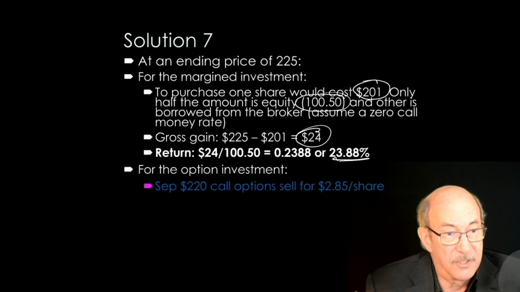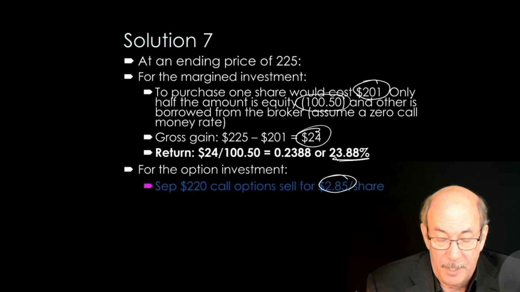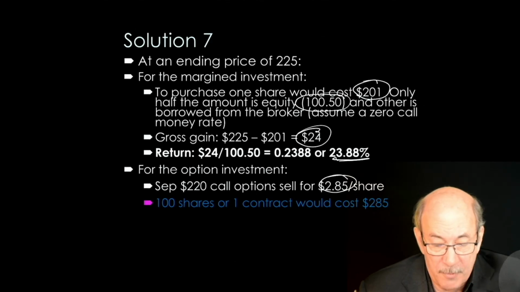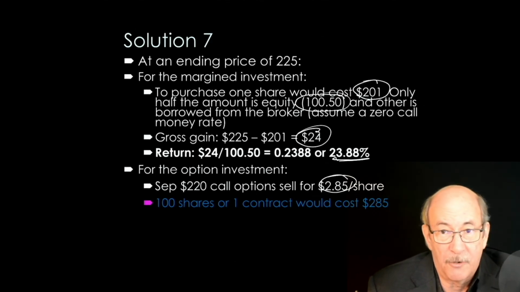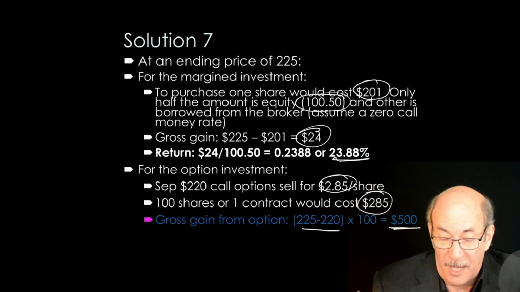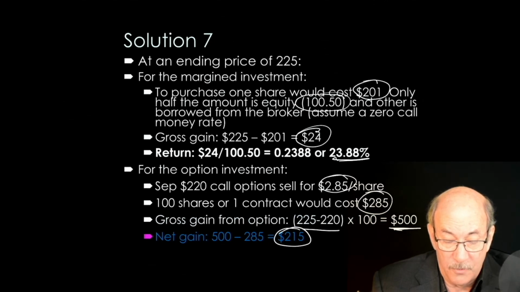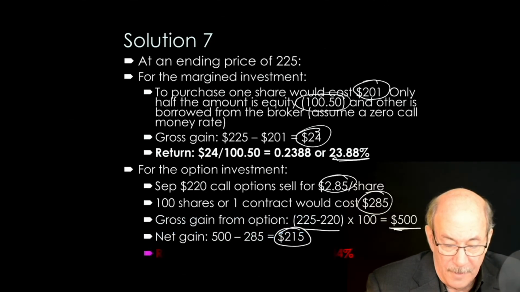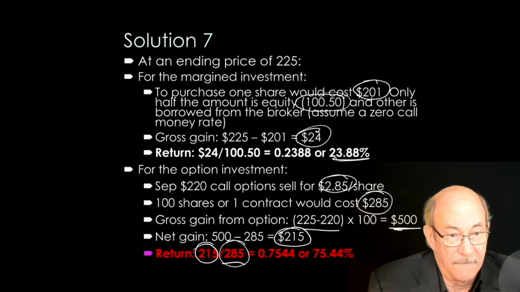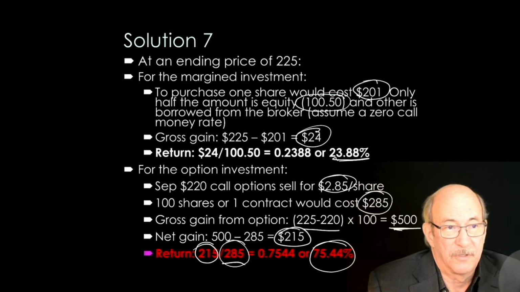The option investment, same option, same exercise price, same premium. We could do this on a per share basis too, rather than on a one contract basis, whatever works, since we're only looking at returns at the end of the day, it doesn't matter. So we have our $285 cost. Our gross profit on that is $500. And so that leaves us with $215 to the good. So $215 gain on a $285 initial investment is 75.5%, almost.